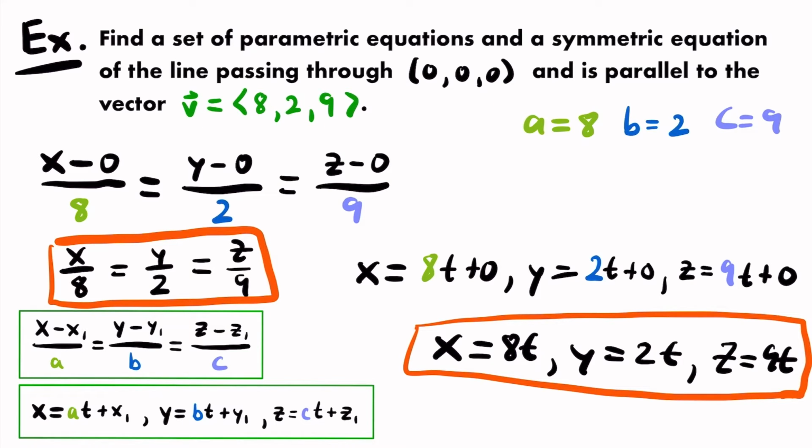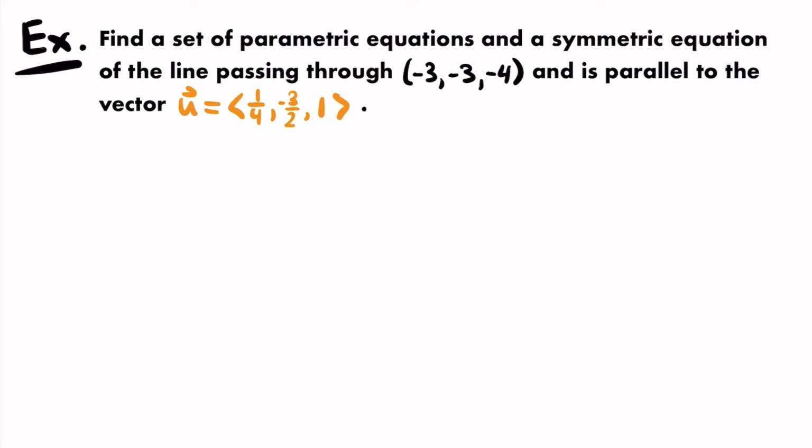Okay, let's take a look at a different example. Okay, so here's our second example. We want to find a set of parametric equations and a symmetric equation of the line passing through this point of -3, -3, -4, and is parallel to the vector u, which is the position vector of the point 1/4, -3/2, 1.